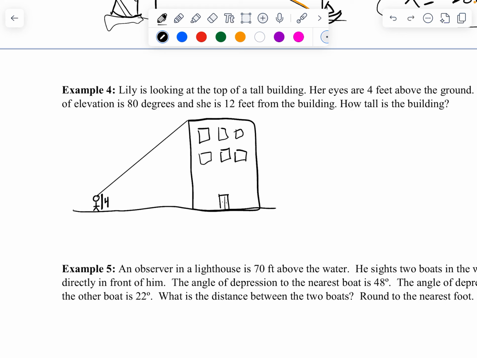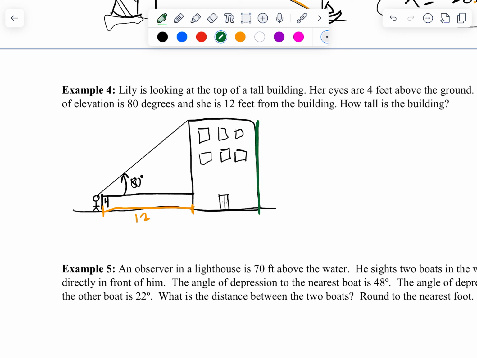Well, if we're looking at the top of the tall building, the horizon is going to be where Lily looks forward, right? That's our horizon. And the horizon up is your angle of elevation. So there is your 80 degrees. And then the last piece of information we know is that darling Lily is a distance of 12 feet from the building. How tall is the building?